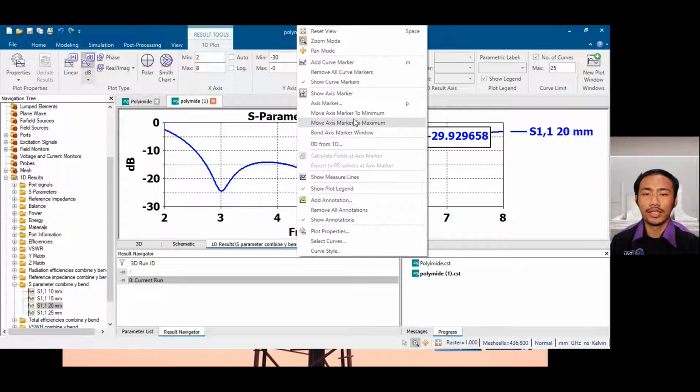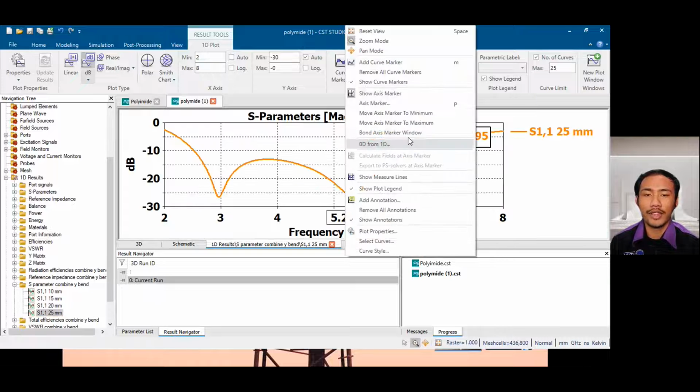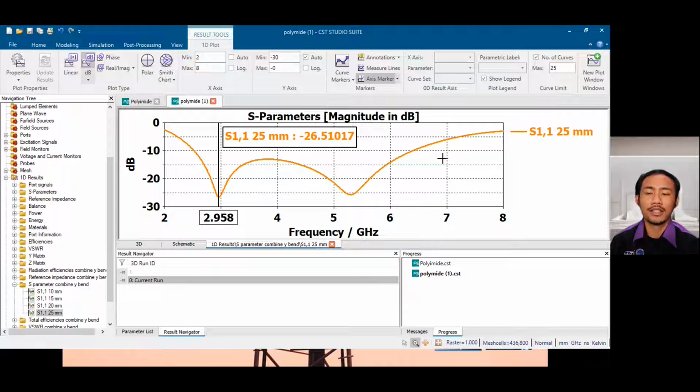And then for the 20 mm bending radius, the resonant frequency is 5.213 and the return loss is negative 29.929658. And last, for the 25 mm bending radius, the resonant frequency is 2.958 and the return loss is negative 26.10511017.